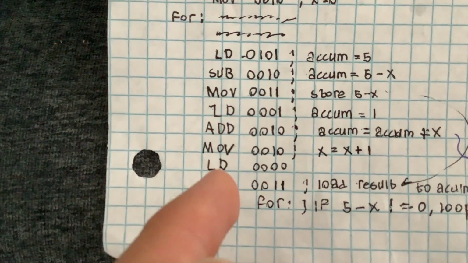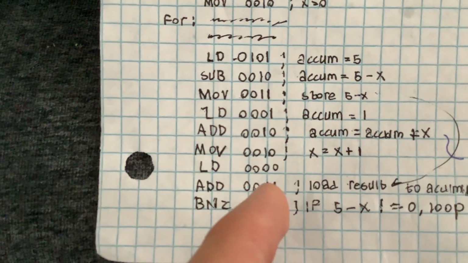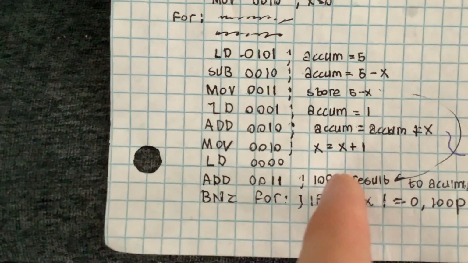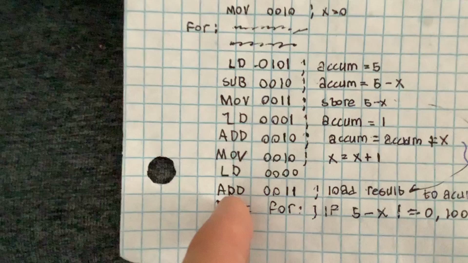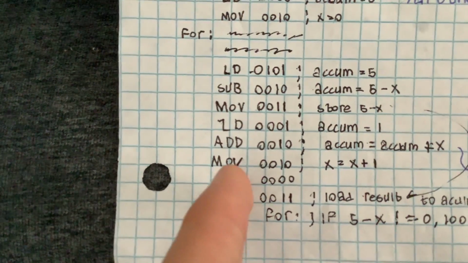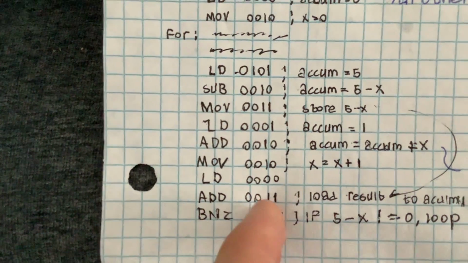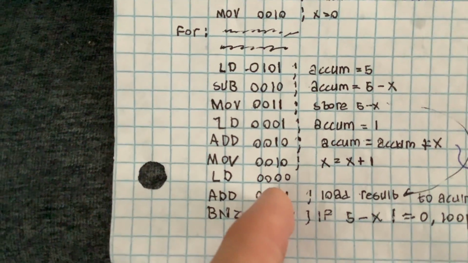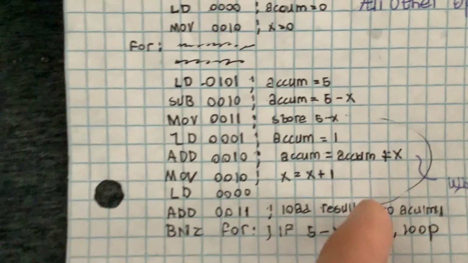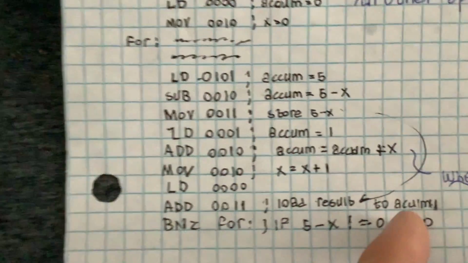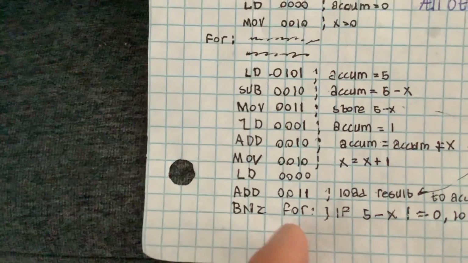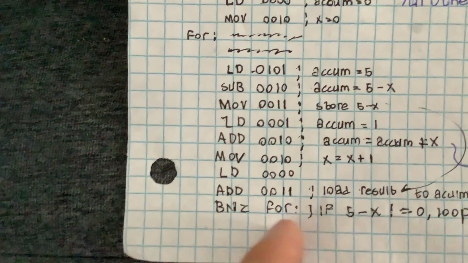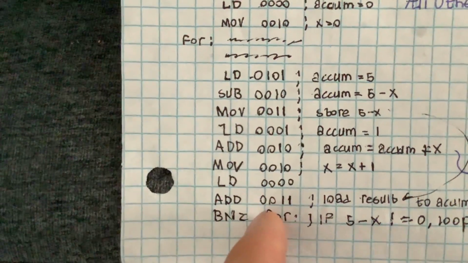Okay, so now we're going to load in 0, and that just kind of clears it. And now we're going to add what's in the accumulator, which is 0, to address 3. So what's in address 3? 5 minus X. So we're going to load that to the accumulator. And then we're going to branch if not 0. So to 4, which is here.